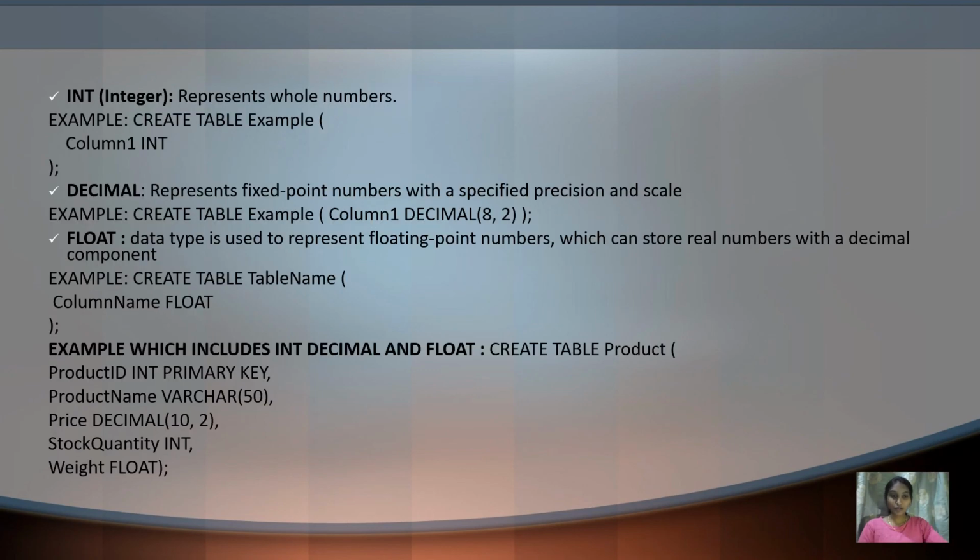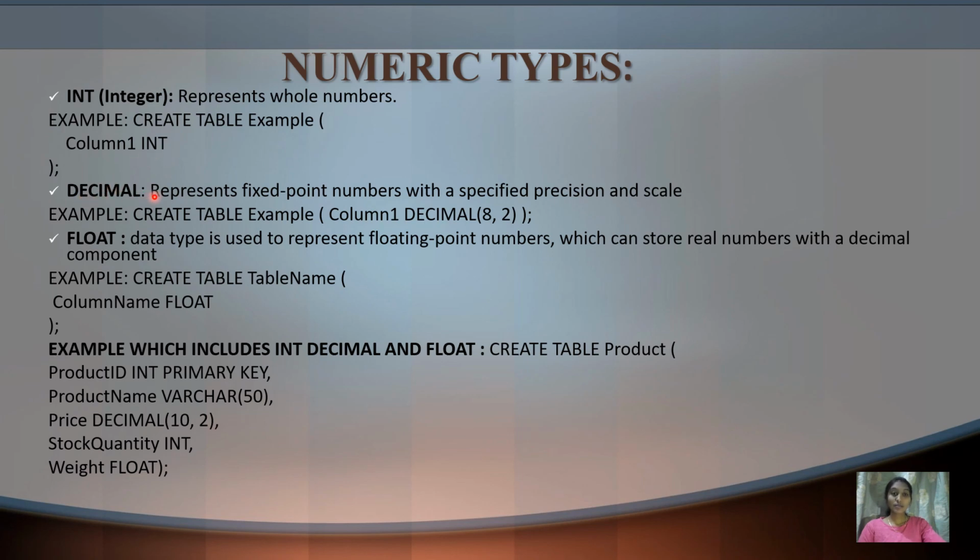There are different types of data types. Under this, the first one is numeric types. Under numeric types, there are three data types, that is int, decimal and float. Firstly, int, nothing but integer, represents the whole number. Suppose we are inserting some numbers in the columns, we have to specify it with the data type called int. Example, create table example, that is, we are creating a table called example. Under that, we specify a column name, and we specify a data type beside it.